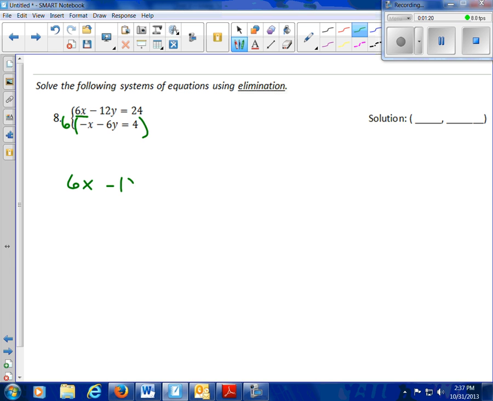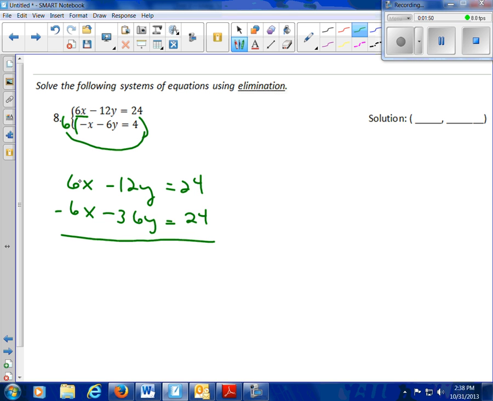So what that will do for me is I have my top equation. My bottom equation will now be 6 times negative 1. So that'll be a negative 6x. 6 times negative 6 gives me negative 36y. And then 6 times 4. Don't forget to multiply all the way through your whole equation. That's how a lot of people miss the systems problems, is not multiplying all the way through.